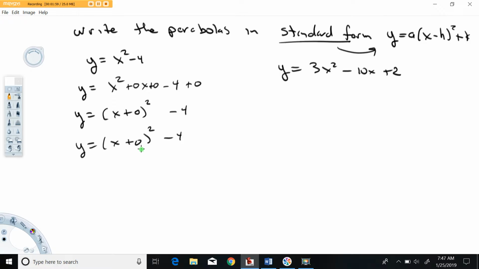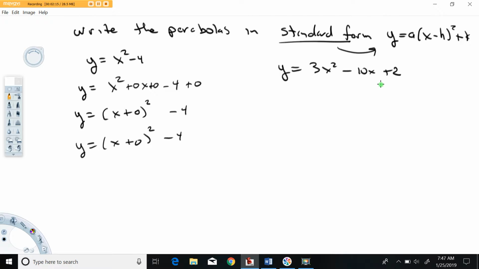All right, so that was kind of an uneventful example, but sometimes ones that look a little different trick people up a little bit. Just remember that if there's no middle term, just think of it as 0x and move on. All right, let's take a look at this example. This one will have a little bit more going on.